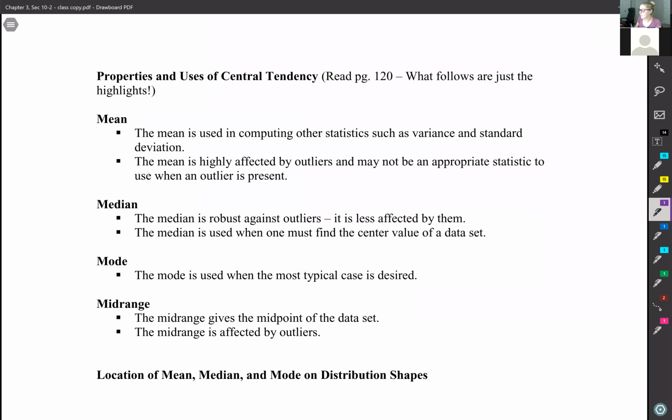All right, next page is properties and uses of central tendency.